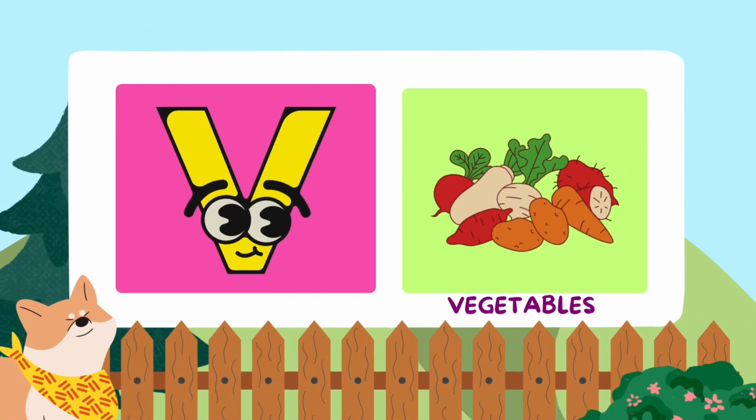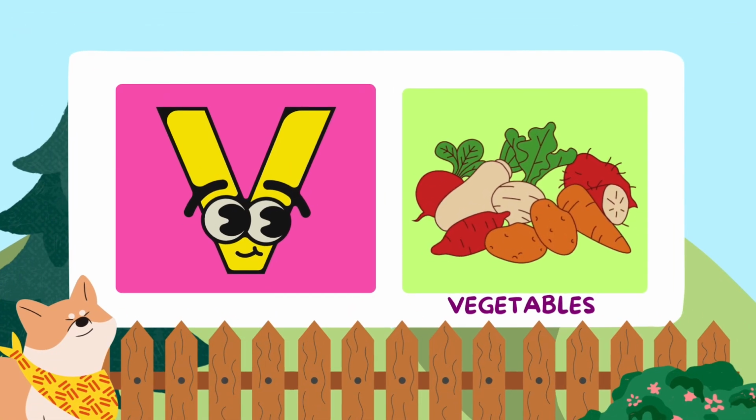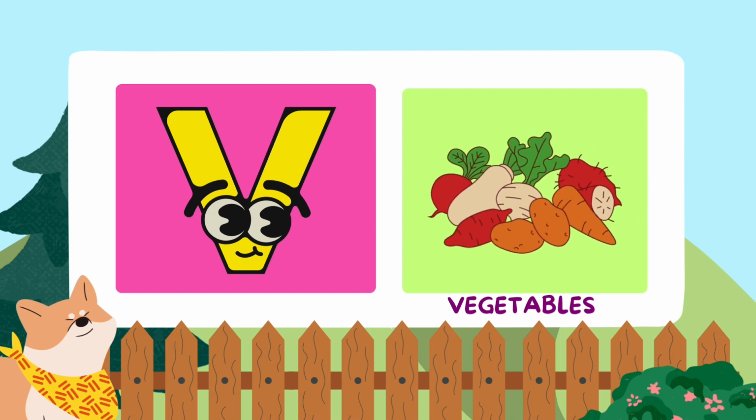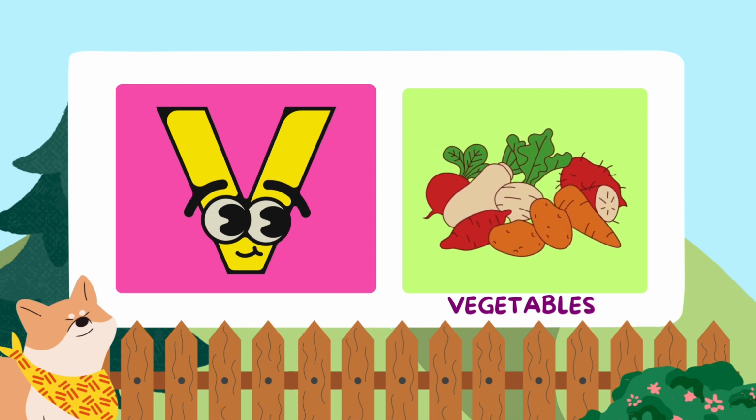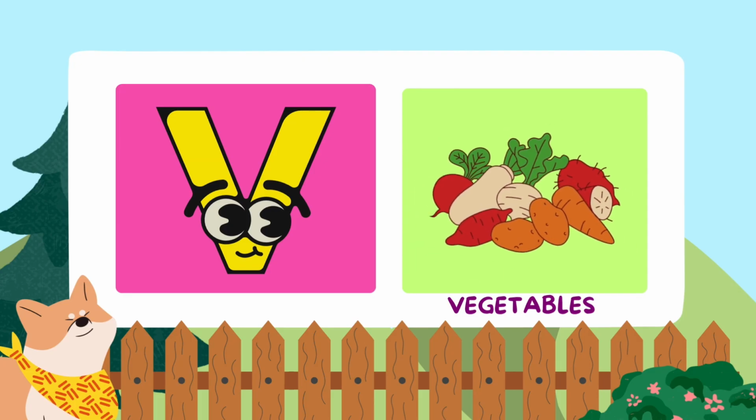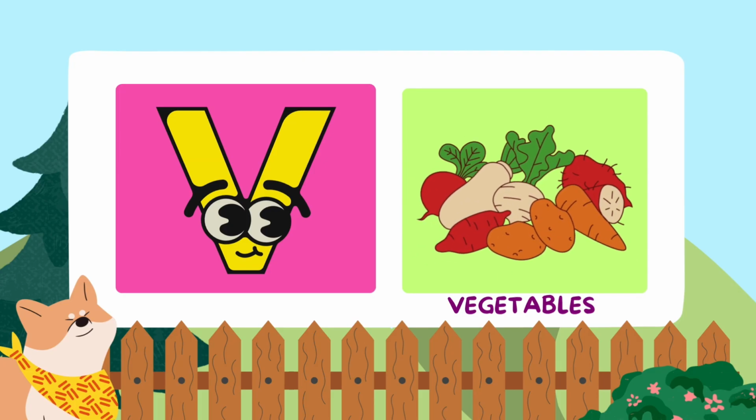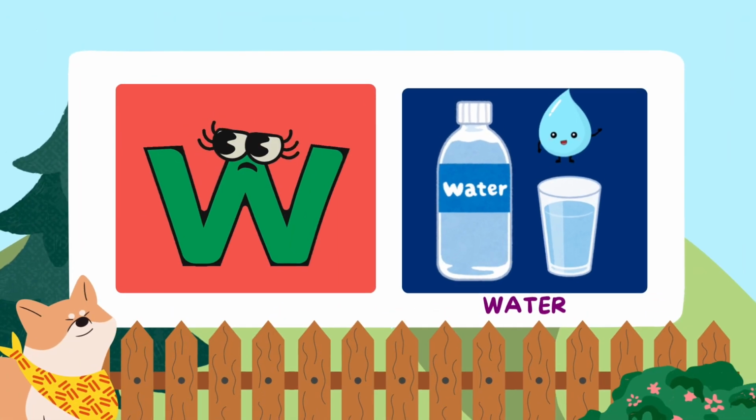Uniform. Next is V. Alphabet V. V for vegetables. V, E, G, E, T, A, B, L, E, S.